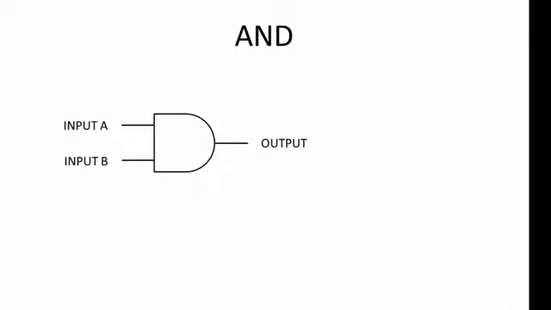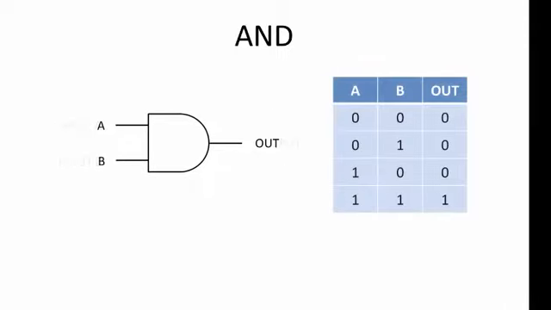This behavior can also be described in a truth table. You can see only if A and B are 1 is the output 1.